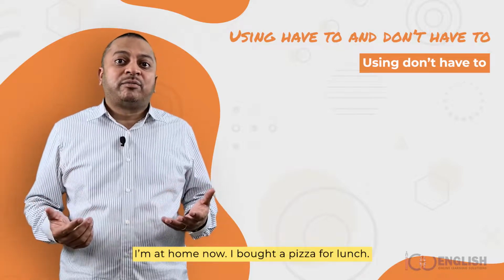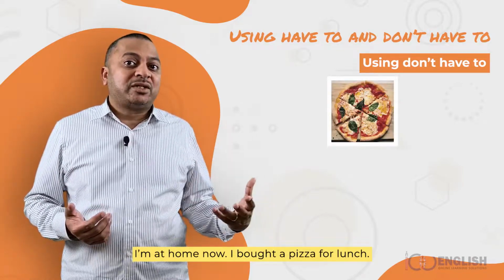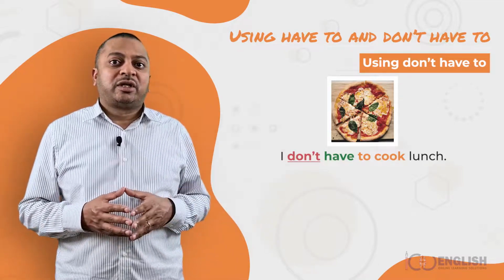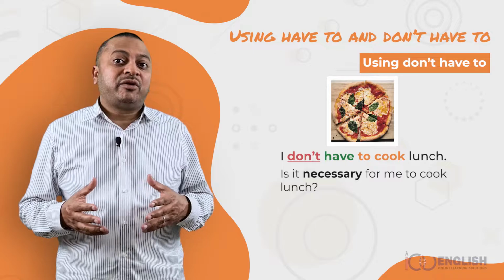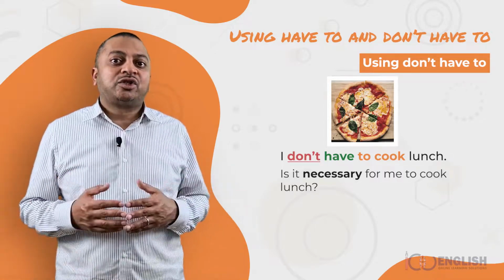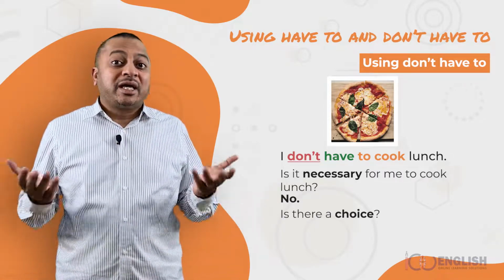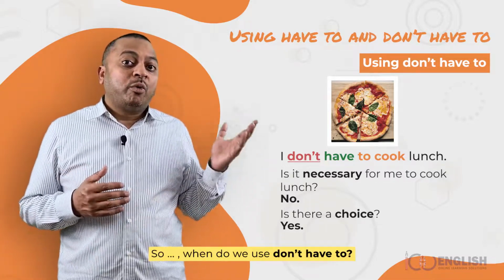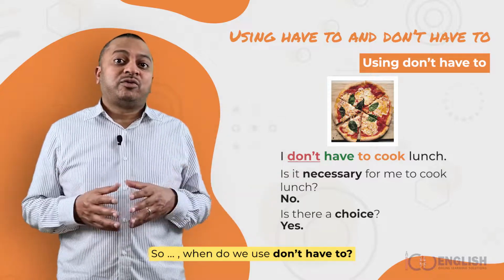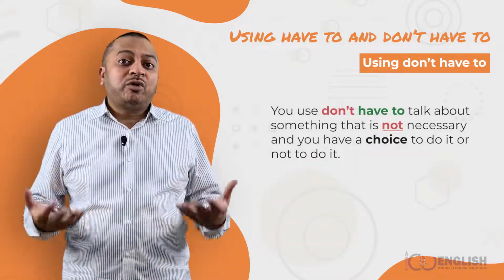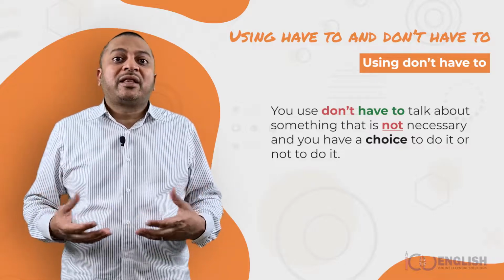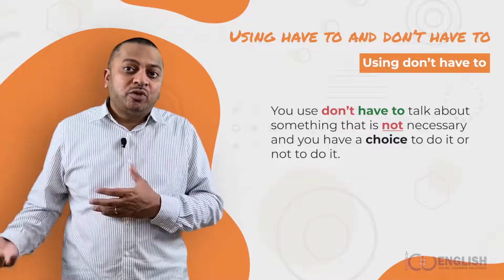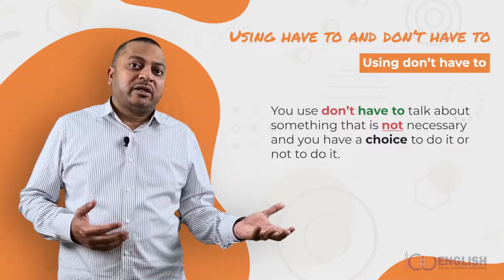I'm at home now. I bought a pizza for lunch. I don't have to cook lunch. Is it necessary for me to cook lunch? No. Is there a choice? Yes. So, when do we use don't have to? You use don't have to talk about something that is not necessary and you have a choice to do it or not to do it.